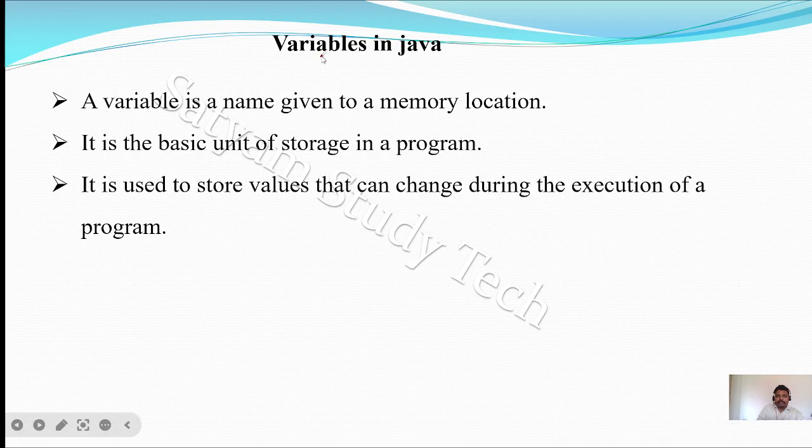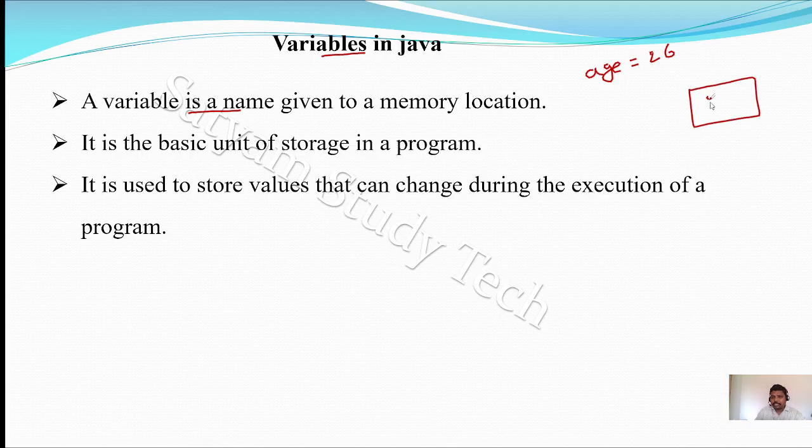Today's topic is variables in Java. A variable is a name given to a memory location. For example, here a is equal to 26. That value 26 is stored in this memory location, and you can give a name to this memory location. The name is age. Whenever you require that value in your program, you can just use that variable name. So it is the basic unit of storage in your program. It is used to store values that can change during the execution of a program.